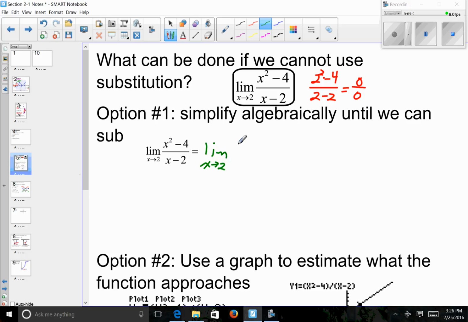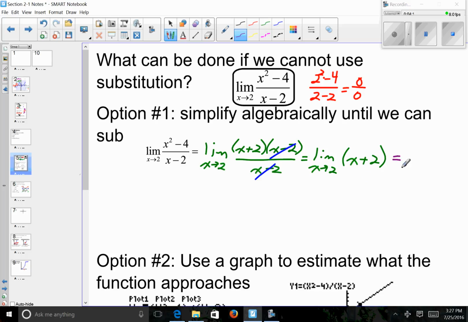But then if I factor the x squared minus 4, I can see that I am going to be able to cancel out an x minus 2. So I'll be left with the limit as x approaches 2, because again, I haven't actually evaluated the limit yet, of x plus 2. And now I want to go ahead and try substitution again, because what I've established is that my original limit is equivalent to the limit as x approaches 2 of x plus 2. And so when I do that, when I plug 2 in for x, I get 2 plus 2, which is 4.